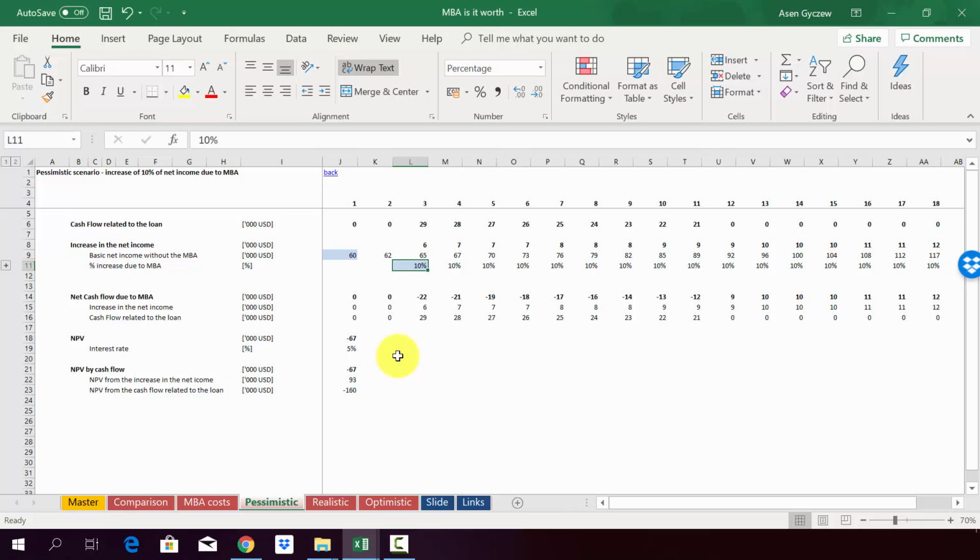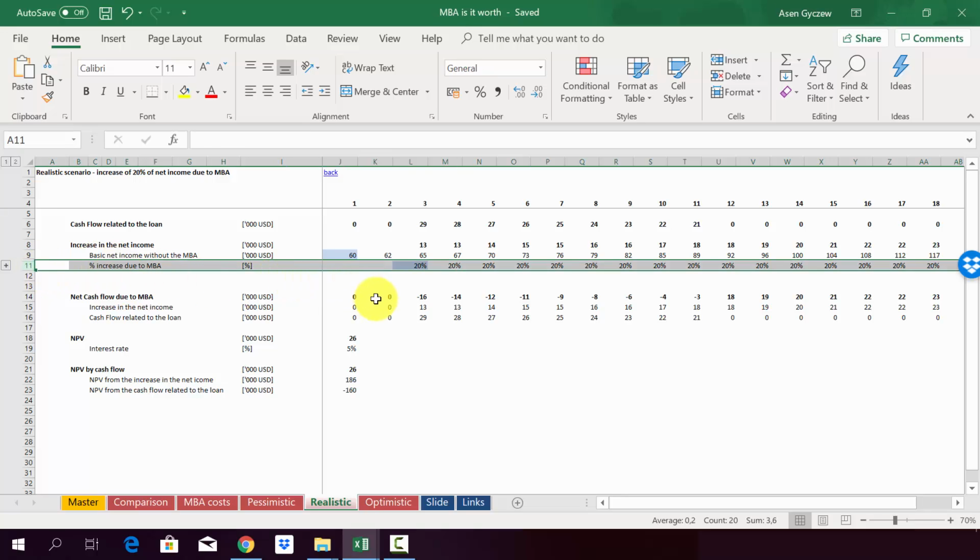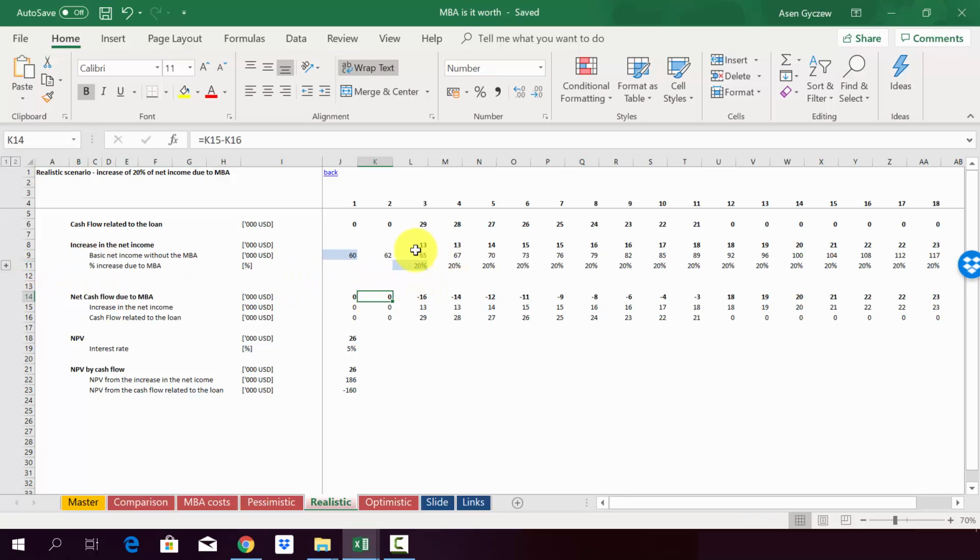Now let's see what we'll get in the realistic and optimistic scenarios. When it comes to the realistic and optimistic scenarios, we have them again in separate sheets that have exactly the same construction as the pessimistic sheet. So here it's for the realistic scenario and here it is for the optimistic. So the only actual difference between those sheets is the assumption in the increase of your salary due to the MBA. So in the case of the realistic, it's 20%. In the case of the optimistic, it's 40%. And obviously in the case of the pessimistic, it was 10.